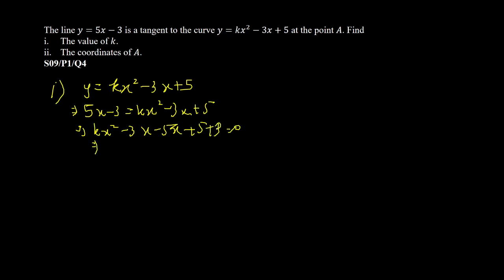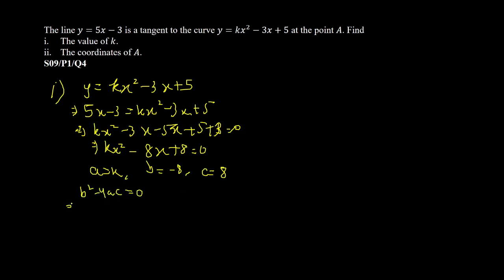My handwriting here, I'll fix this up in a bit. Kx square minus 8x plus 8 equal to 0. So a equals k, b equals minus 8, c equals 8, and then we have b square minus 4ac equal to 0. Then in this case we'll whole square this thing, minus 8 whole square minus 4k times 8 equal to 0. So in this case we have 64 here minus 32k equal to 0.